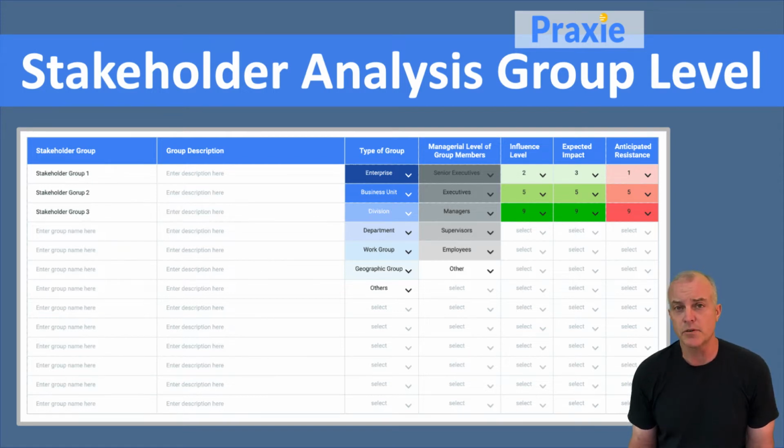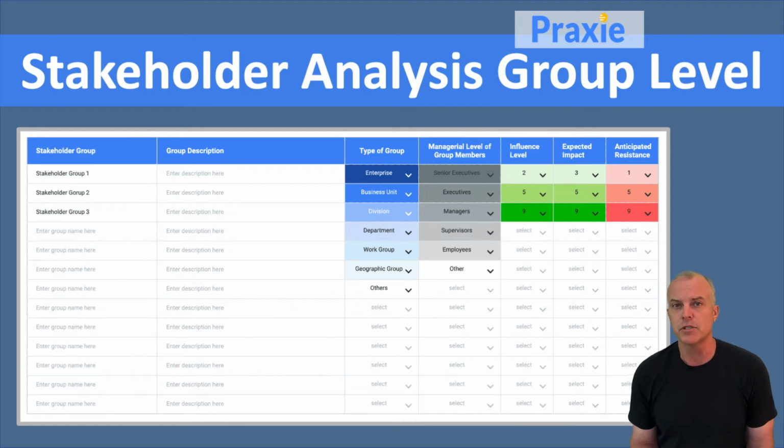The next thing you want to do is look at the managerial level of the people in that group. And sometimes you'll have a variation of different levels. Sometimes you'll have a group that might be mostly managers or mostly executives or mostly frontline employees. It's important to understand that because they may require different types of support or interventions around communication or training. So understanding the managerial level within those groups is important.